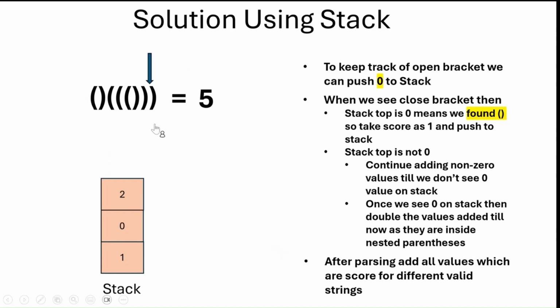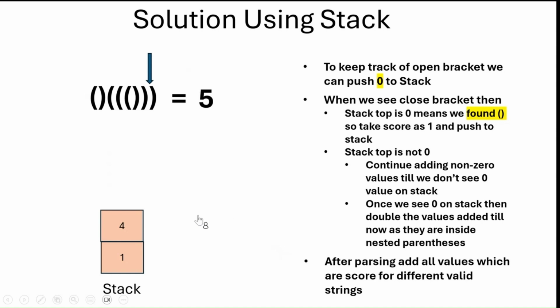Now when we go to the next character, which is again a closing bracket, we'll follow the same process. Sum of all the internal scores, which is 2, and when we see the opening bracket for this closing bracket, which is 0, we double that value. So basically we double the score of the inner string, 2 into 2 is 4. We remove that open bracket marker and push the 4 as a score to the stack.